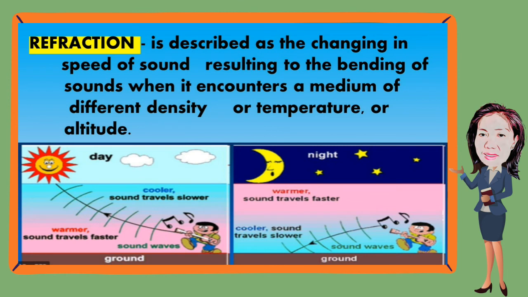The second property is refraction. What is refraction? It is another property of sound described as the bending of sound. When sound travels from one medium to another, like for example from air to water, what happens is it bends, its travel changes. The sound bends.